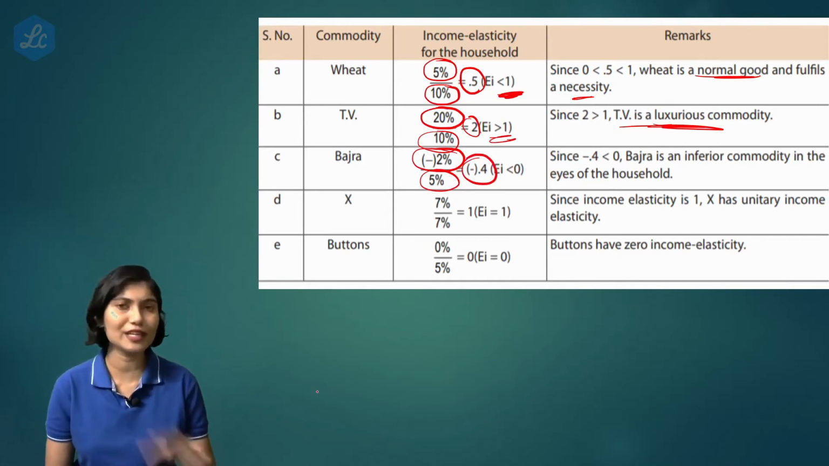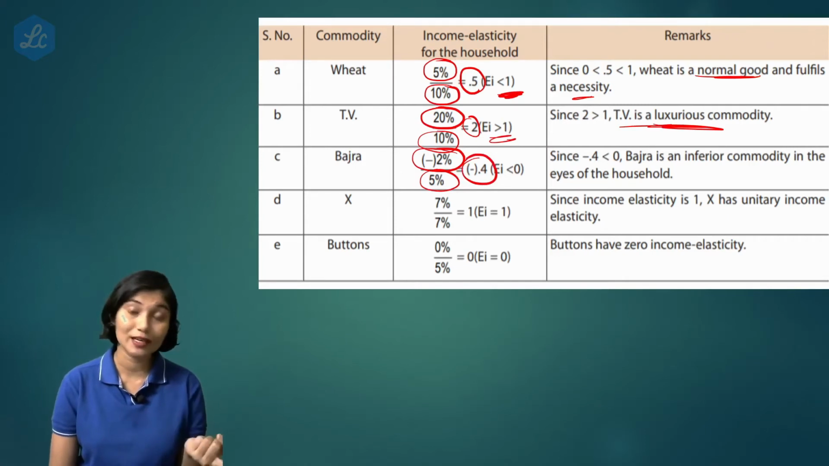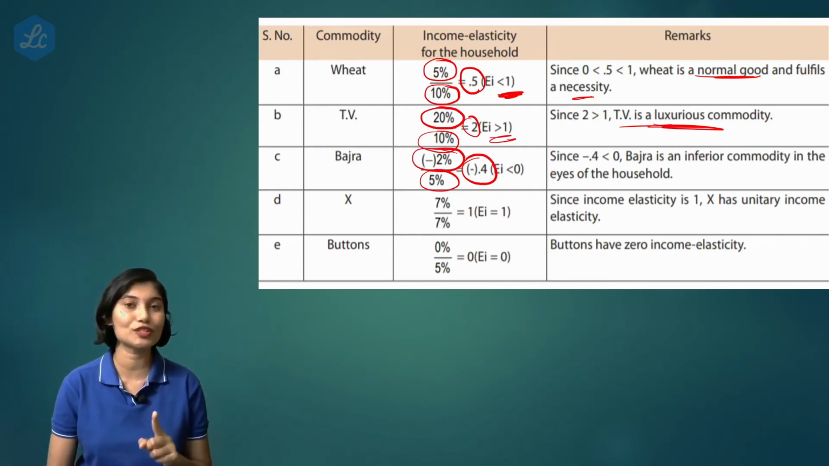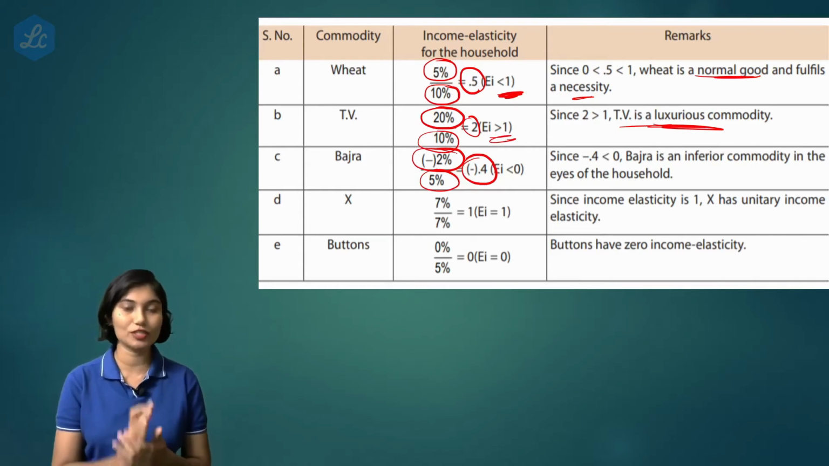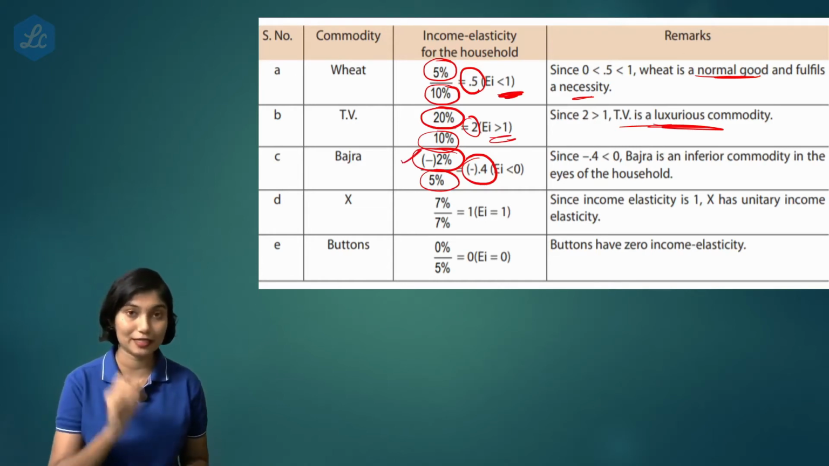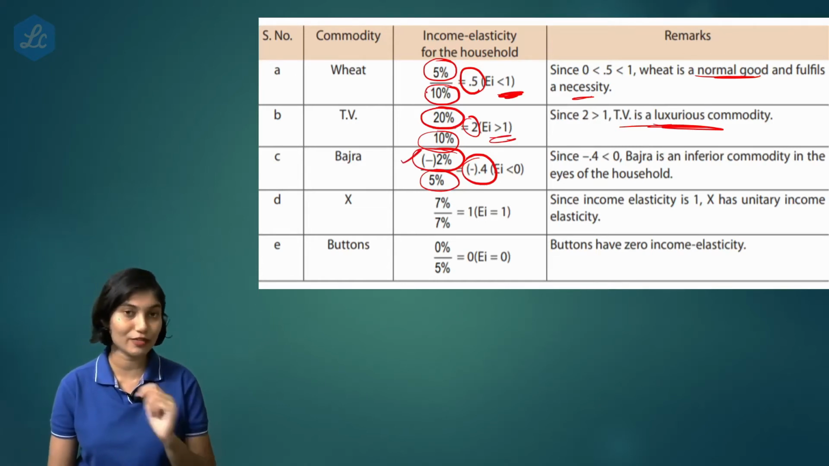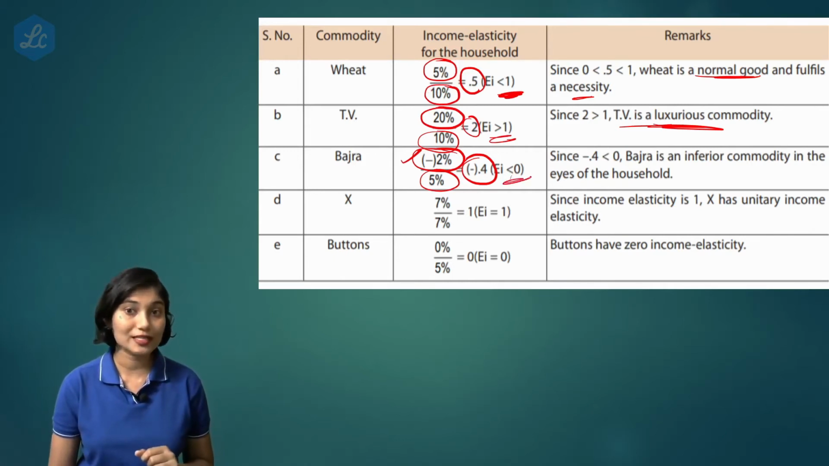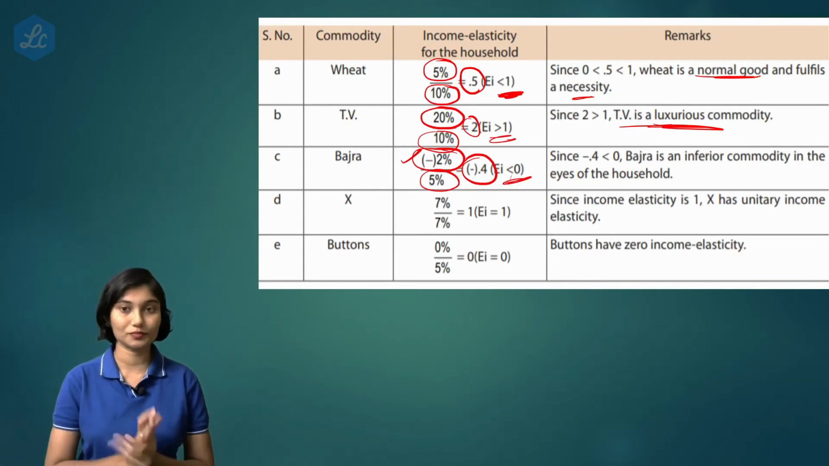Now remember, we had not paid attention to the sign when it comes to price elasticity. Why? Because price and demand had an inverse relationship. But that's not the case when it comes to income. So here in income elasticity, you have to give importance to the sign. You have to give importance to positive and negative. So whenever the demand falls, we show it as a negative. So minus 2% divided by 5% giving you minus 0.4. So your elasticity is less than 0.